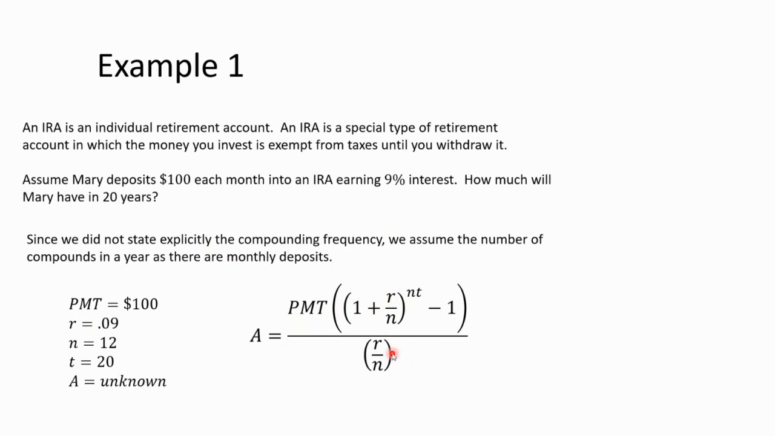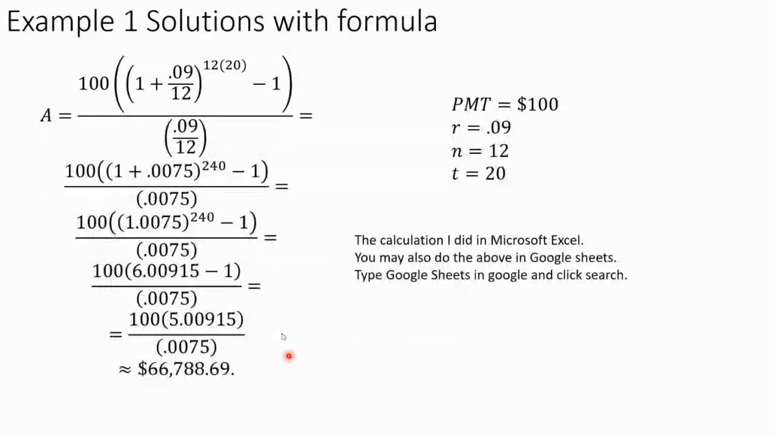Okay? T is 20, right? 20 years this is going on. We want to know the amount after 20 years. In other words, we want to know what A is. So we put these numbers in, and then we do some wonderful, fun calculations.